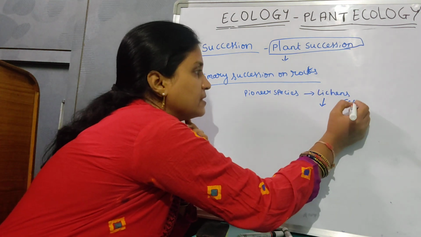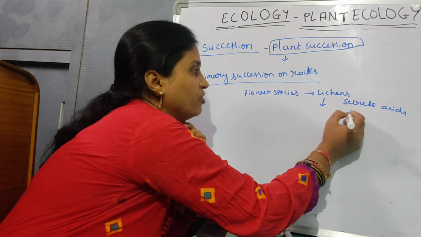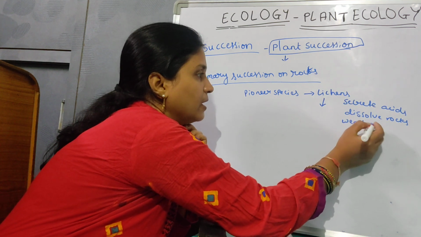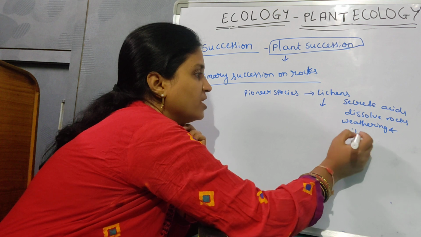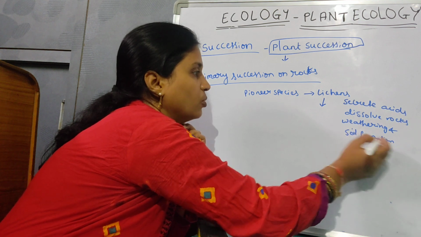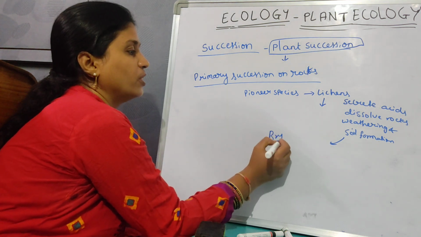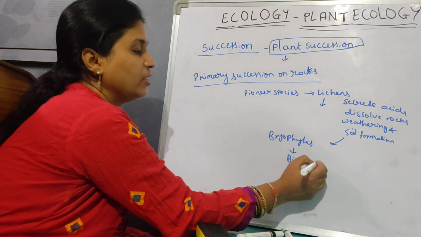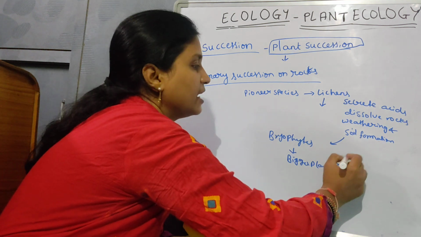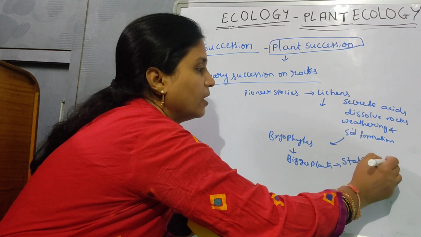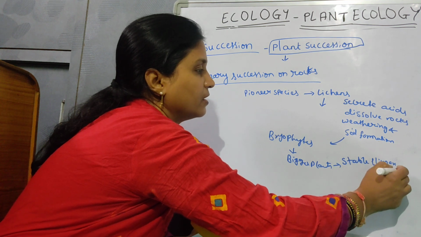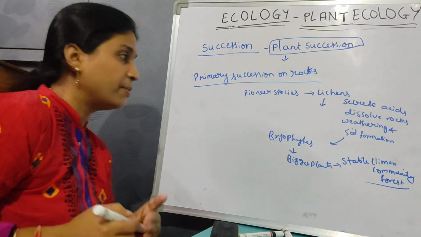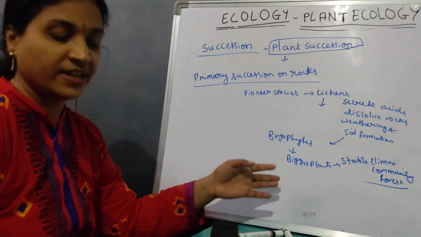First, lichens secrete acids which dissolve the rocks by weathering, and soil formation occurs. If soil formation is there, the plants can grow. The bryophytes grow, then little bit bigger plants grow. When bigger plants grow, it will lead to a stable climax community. On bare rock, the climax is the forest. From a totally dry condition to a mesic condition, it has occurred.